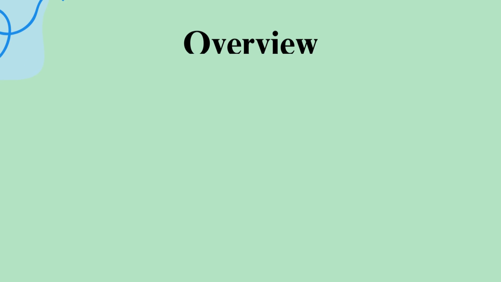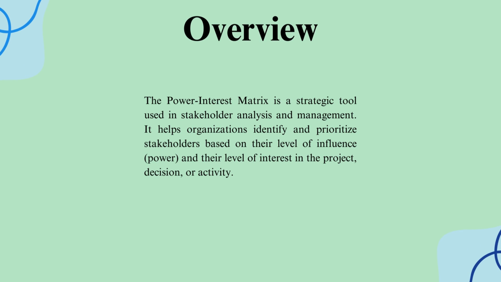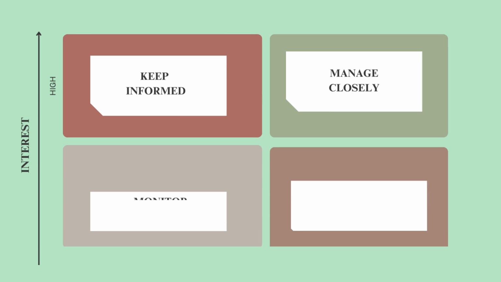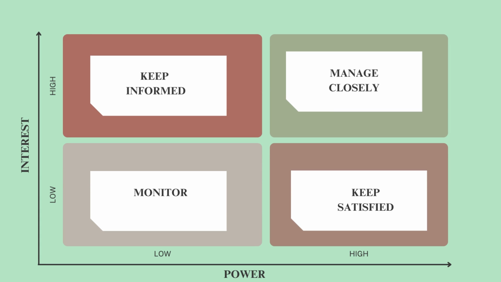The Power Interest Matrix is a strategic tool used in stakeholder analysis and management. It helps organizations identify and prioritize stakeholders based on their influence, power level, and interest in the project, decision, or activity. This is what a Power Interest Matrix looks like. Now let's know about the axis.